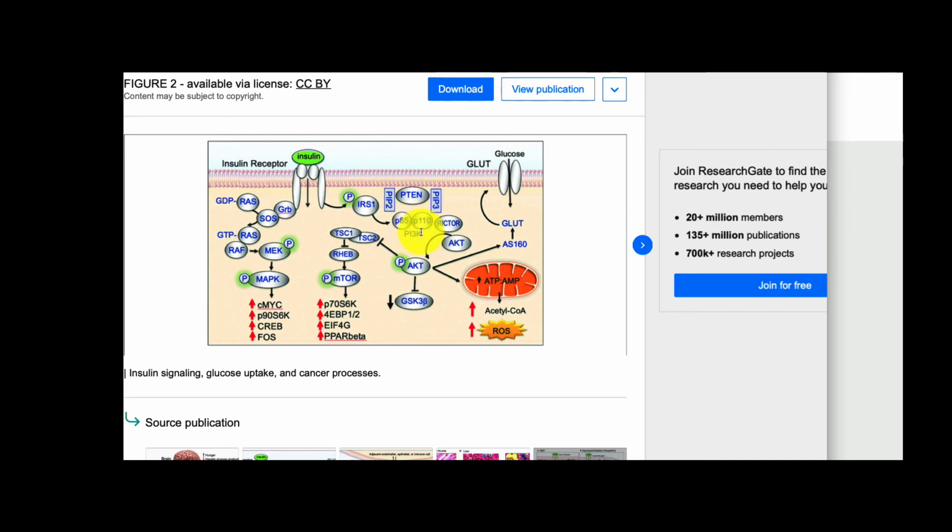PI3K will activate AKT. AKT will be phosphorylated, and AKT will activate mTOR, which you guys know is important for muscle growth. mTOR and AKT will activate this GLUT transporter, and this will let glucose into the cell. This is a mechanism. Now, when we develop type 2 diabetes, we can have resistance here. We can have damage to any one of these enzymes through free radicals. This is why I taught you about free radicals.